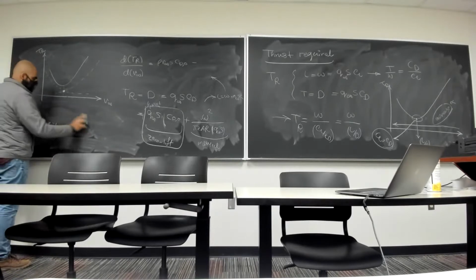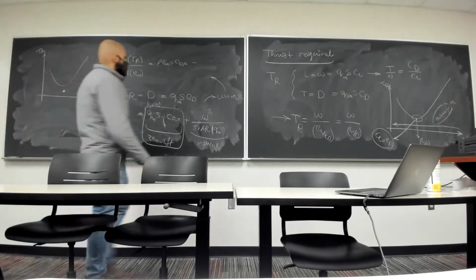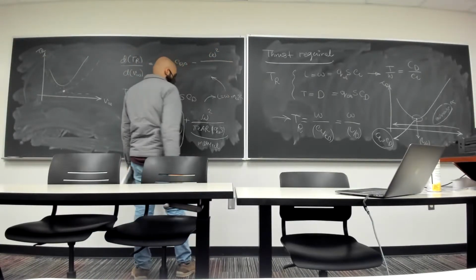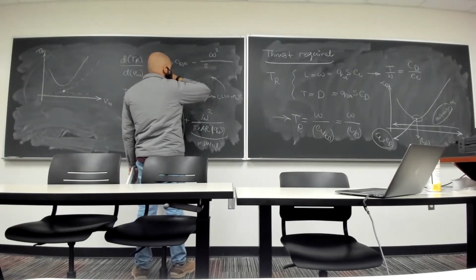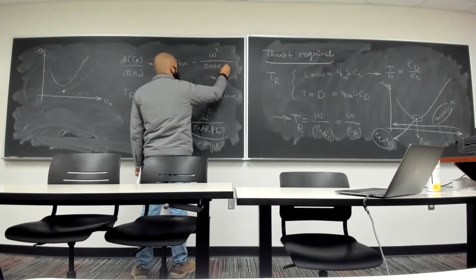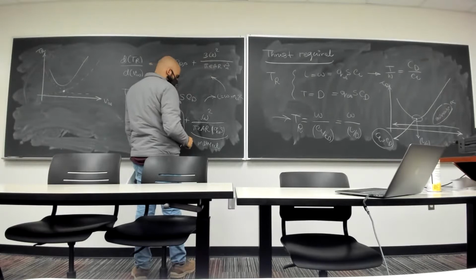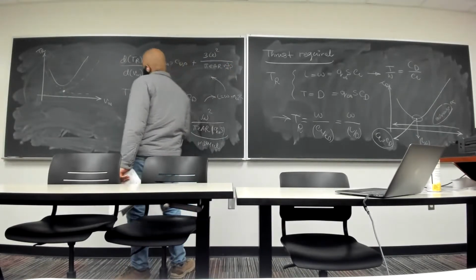Okay, so you take the derivative here as well. You are going to end up with W squared divided by pi E R V infinity to the third plus S. That's it, right?